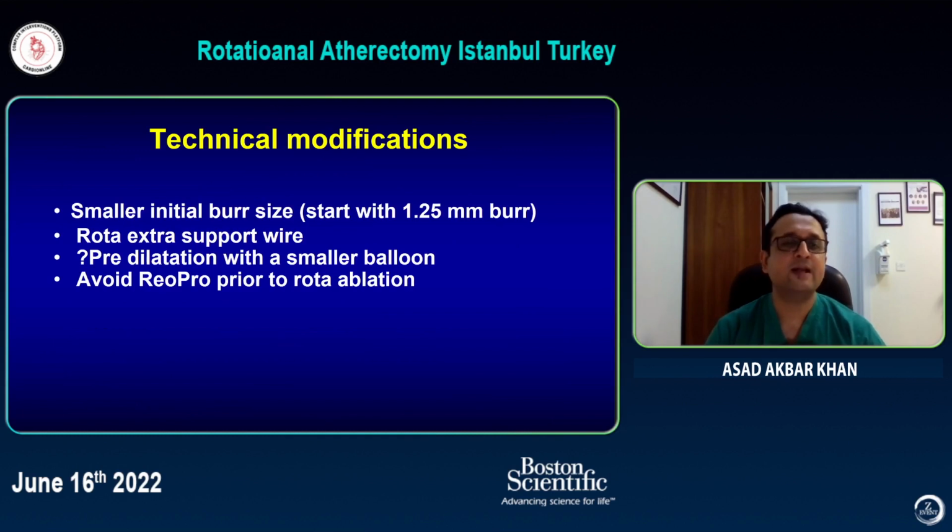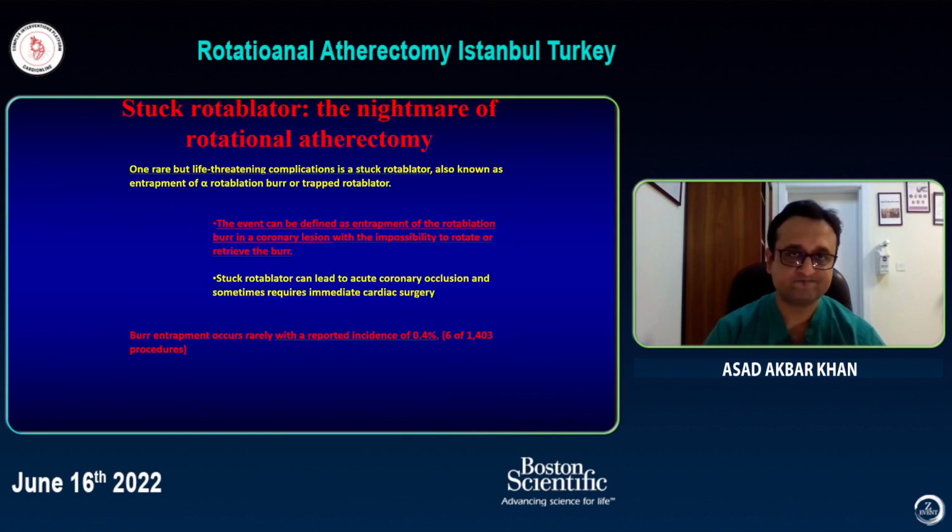So again, if any of these is present, go with a smaller initial burr size, try using a rotor access support wire, and maybe in some cases you can pre-dilate with a small balloon to feel how the vessel behaves, and avoid RotaPro upfront.